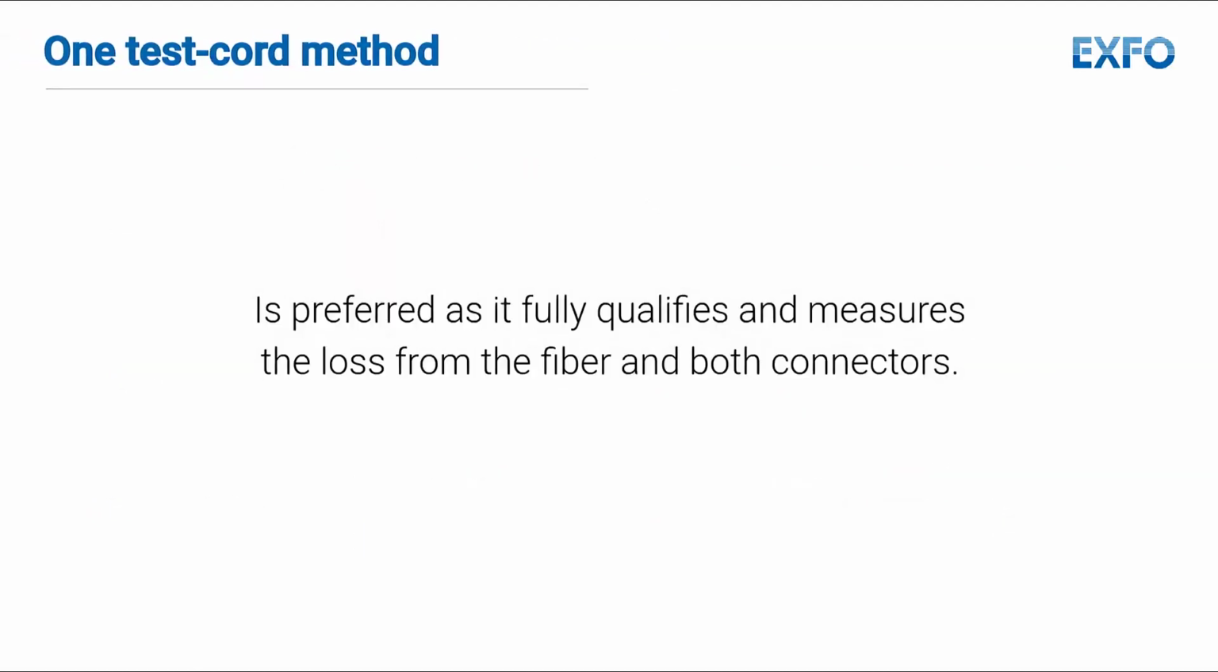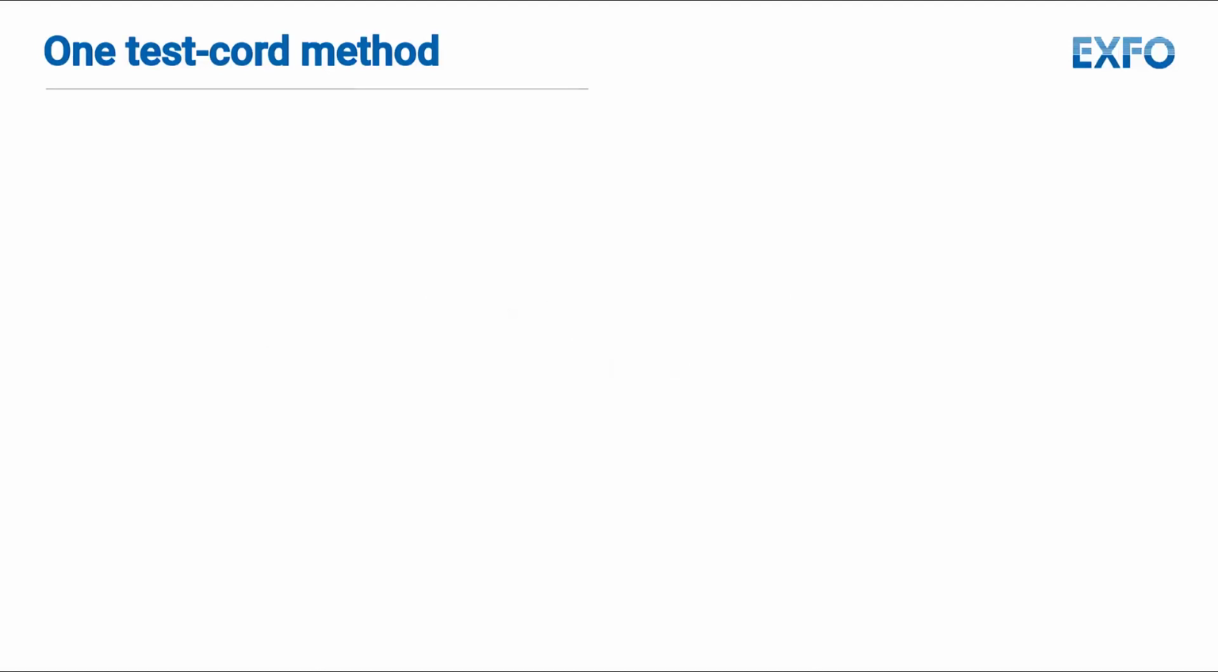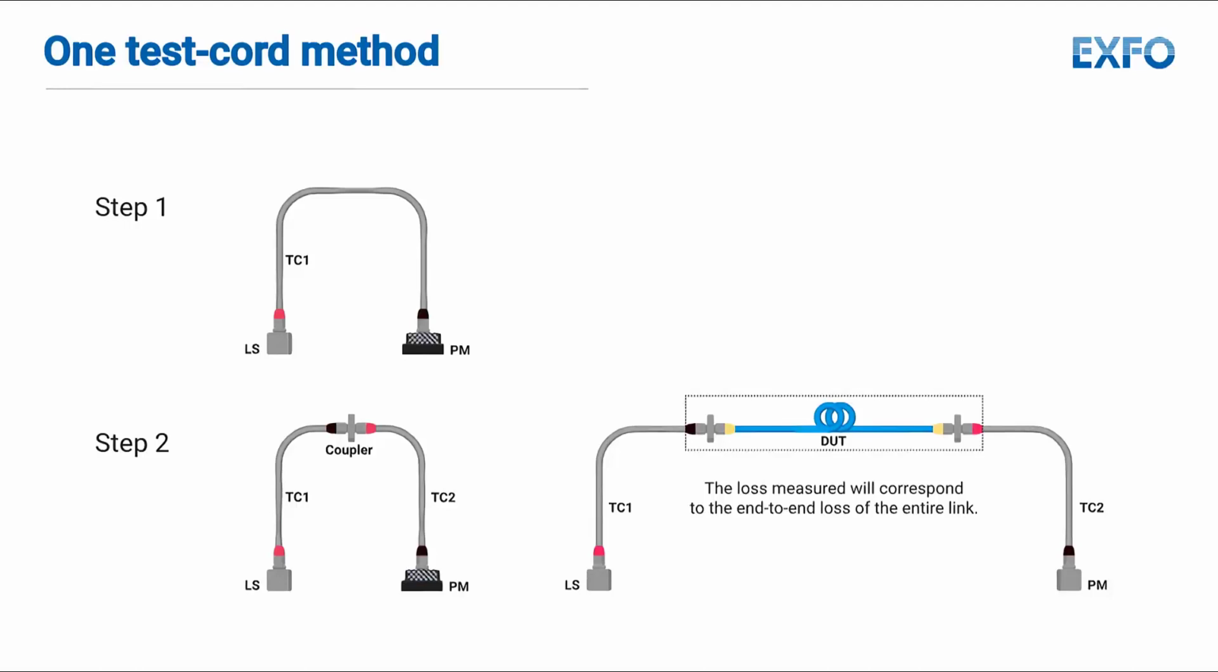The 1 test cord reference is the preferred method as it yields the most accurate measurements. The first step consists of connecting a test cord from the light source to the power meter. After the connection has been made, set the reference at each available wavelength. Next, add a second test cord to validate the connection that will be present in the network. Leave these two test cords in place when testing the link.